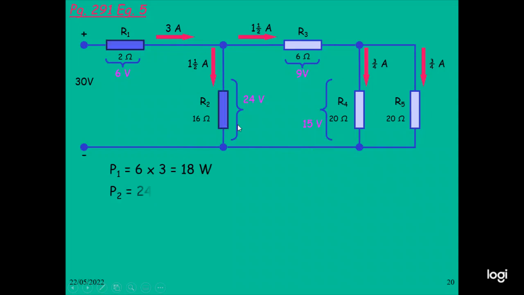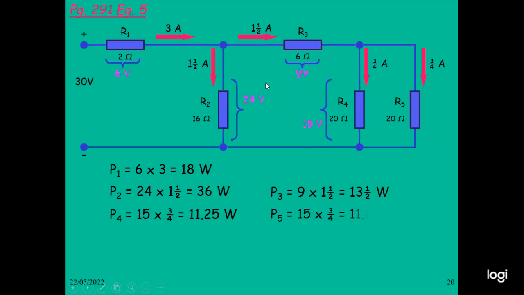And power total can be calculated. P1 voltage power can be calculated: the voltage 6 volt and current 3 ampere, so you got the 18 watt. P2 can also be calculated: voltage 24 volt and current 1/2, so therefore you got this power 36 watt. P3 can also be calculated.